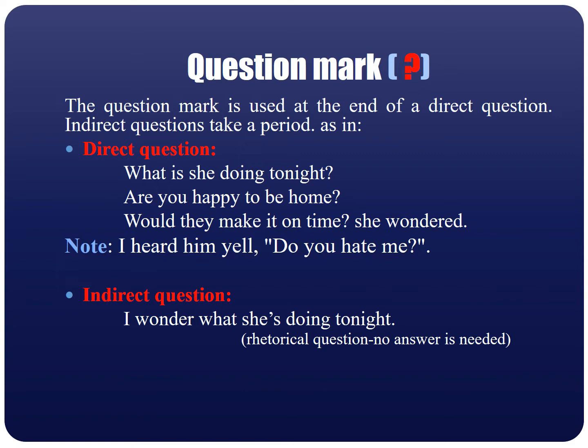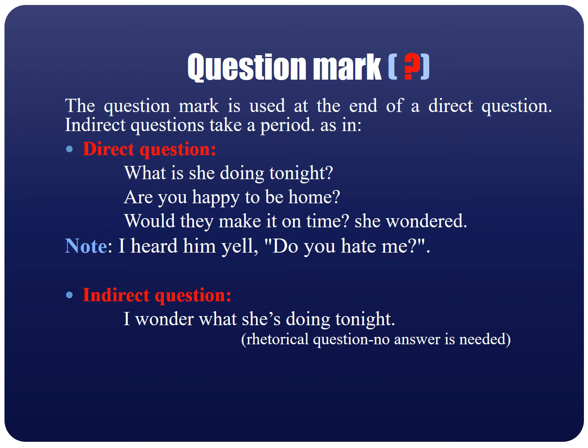In the examples given in the slide, in the section direct questions, they are basic questions. What is she doing? Are you happy to be home? Etc. But one thing you should note is: I heard him yell, do you hate me, followed by a full stop. Please note that this is not actually a question, which is why it has ended with a full stop. In the indirect question section, the sentence is, I wonder what she is doing tonight, followed by a full stop. You can ask me why there is not a question mark at the end of the sentence.